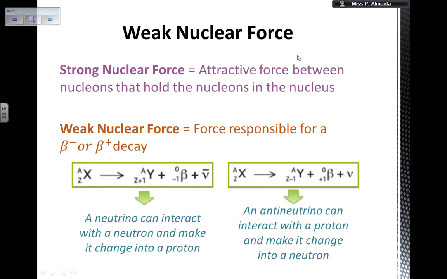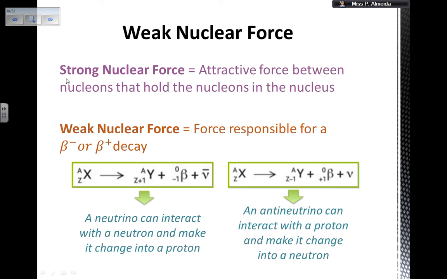Now, the weak nuclear force. We need to know about the weak nuclear force because it's going to be responsible for these decays that we are going to talk about now, for these Feynman diagrams. But just make sure that we do not confuse the weak nuclear force with the strong nuclear force. I'm just giving you here the definition of the strong nuclear force that you got in the very first video, which is called the structure of the atom, I think.